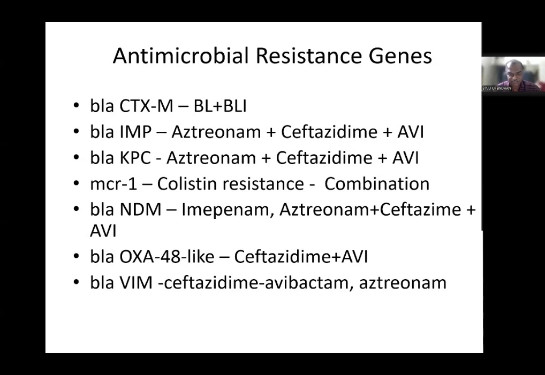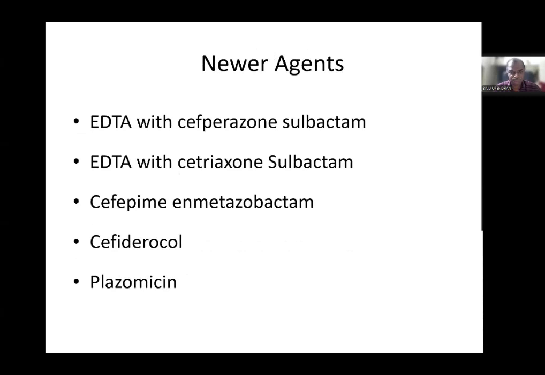NDM, as I said, is again a carbapenemase-based resistance gene. One has to use imipenem, aztreonam, ceftazidime, and avibactam, so very difficult to treat. OXA-48, again ceftazidime-avibactam has to be used. VIM, again aztreonam plus ceftazidime-avibactam has to be used. So once the organism is identified, it is easy to treat. But getting the organism and getting the gene is quite cumbersome.